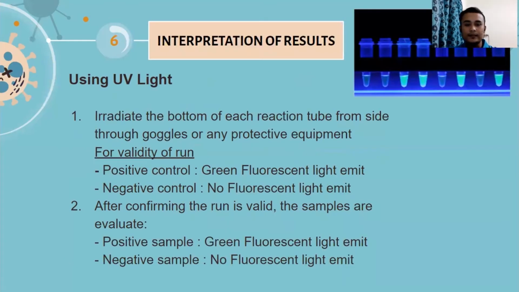The last step is interpretation of result using UV light. Irradiate the bottom of each tube from the side through goggles or any protective equipment. Before evaluating the sample, the run must undergo validity check. For validity of the run, the positive control will emit green fluorescence light, while the negative control will not emit fluorescence light. After confirming the run is valid, the samples are evaluated. A positive sample will emit a green fluorescence light and a negative sample will not.